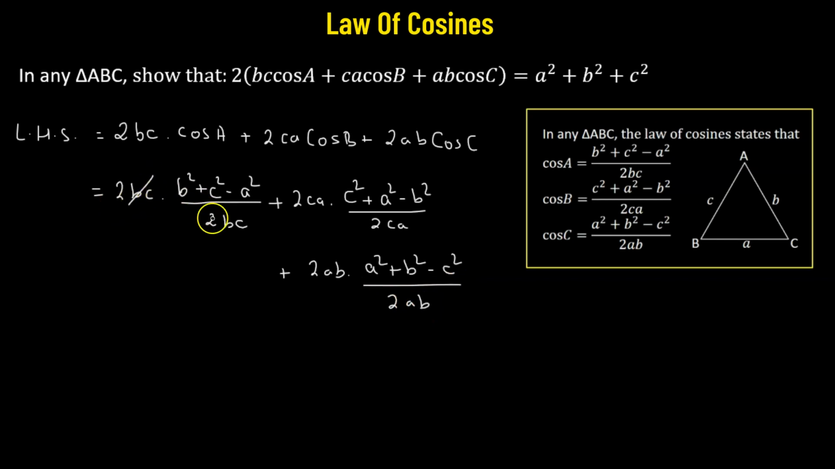So we can cancel out 2BC from the numerator and the denominator of the first term. Similarly, we can cancel out 2CA as well as 2AB from the second and third terms. Now that leaves us with b squared plus c squared minus a squared in the first term. Then from the second term, we're left with c squared plus a squared minus b squared. And from the third term, we're left with a squared plus b squared minus c squared.